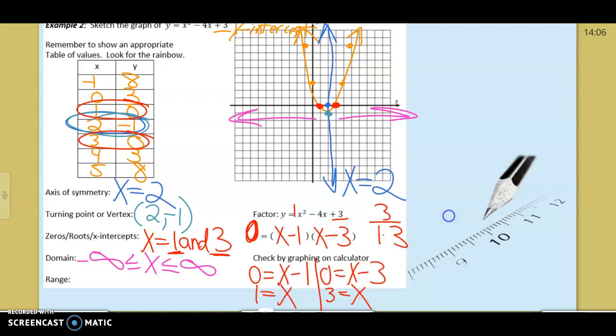And just going to make sure that we notice that this is the bottom of the parabola. Everything is above it. So the range is y, and the lowest number is negative 1. So that would put everything above, which is greater than or equal to negative 1. Ta-da! I did it in 15 minutes.